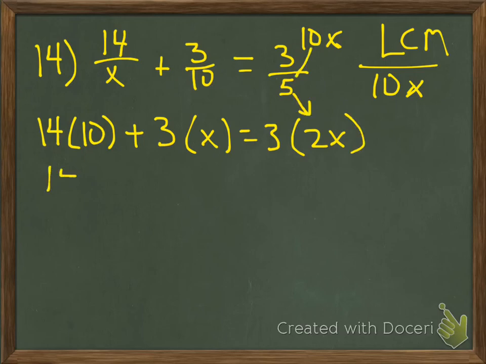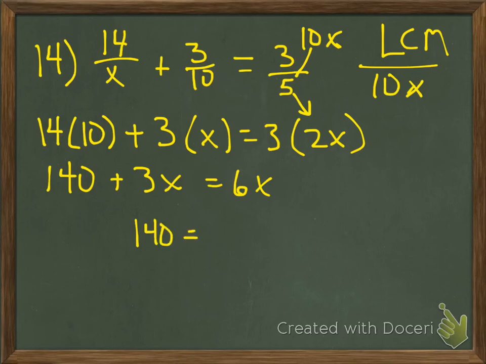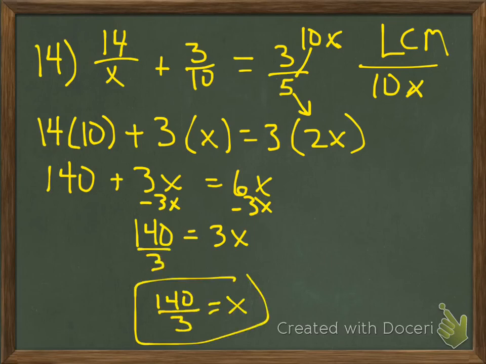You multiply, and that would give you 140 plus 3x equals 6x. Subtract the 3x, and that would leave you with another 3x. So for those of you who aren't seeing what I'm doing, I'm subtracting 3x here. And then you can say divide by 3 to get 140 over 3. And that's your final answer.